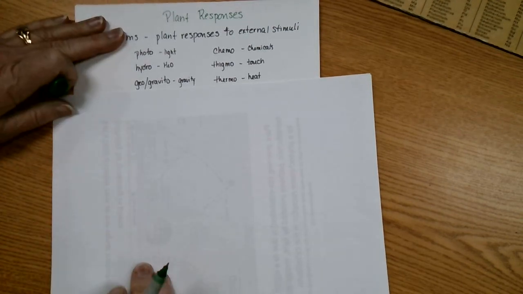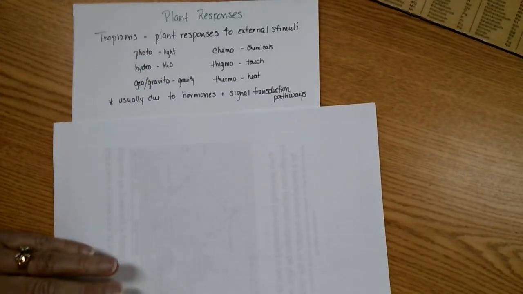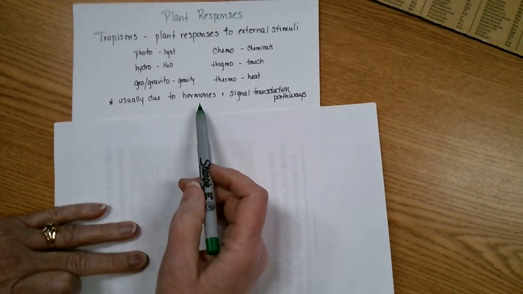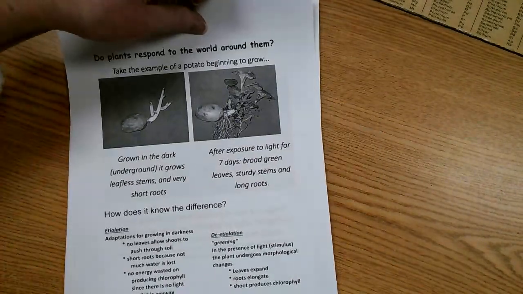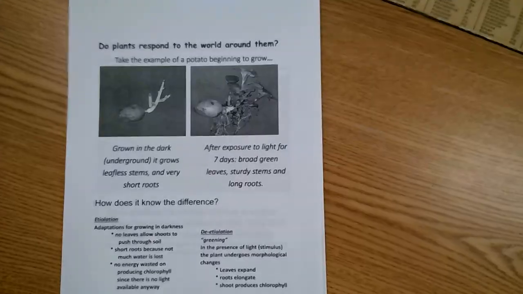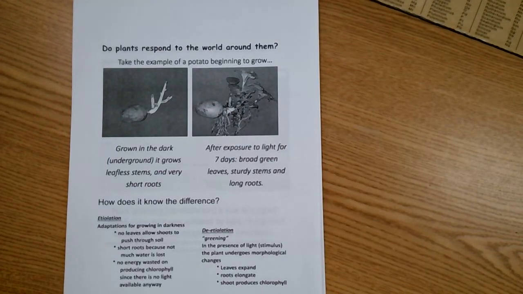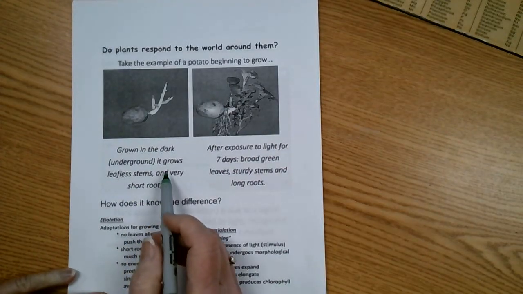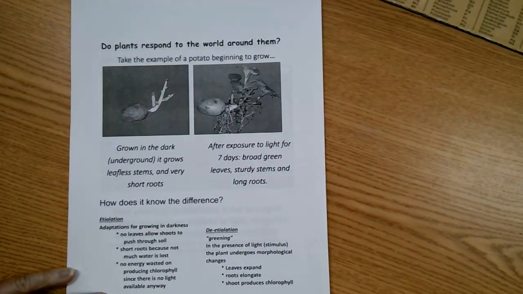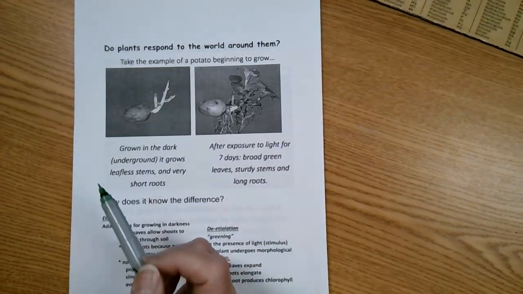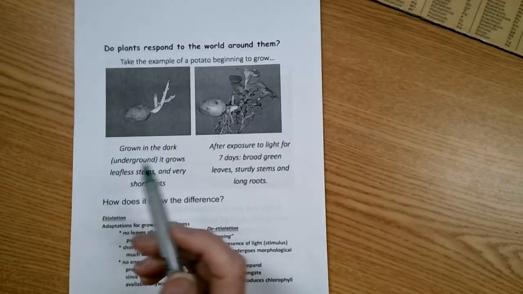Okay, so what causes these tropisms? A lot of times these tropisms are usually due to plant hormones and a signal transduction pathway. So we're going to show one here. Okay, and this is what we call etiolation and de-etiolation. Etiolation is that growth in the dark. A lot of times you've seen a potato that was left in the dark, and that potato starts growing these little white roots off of it, right? And you see that and you eventually throw it out.